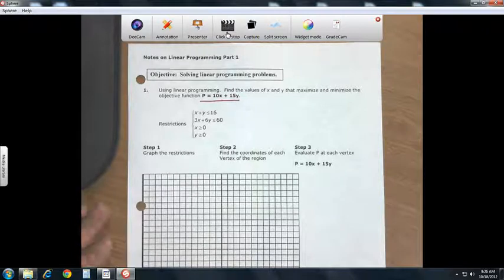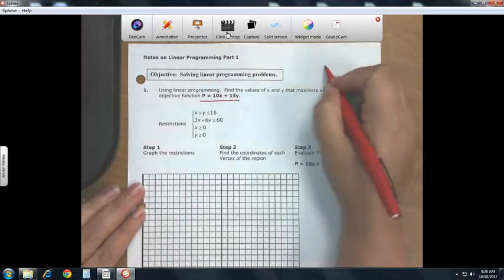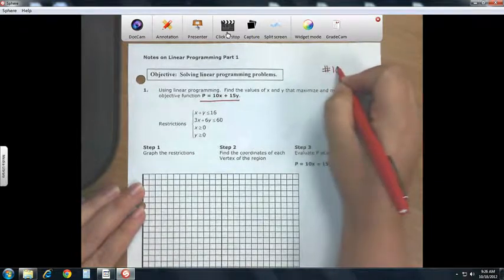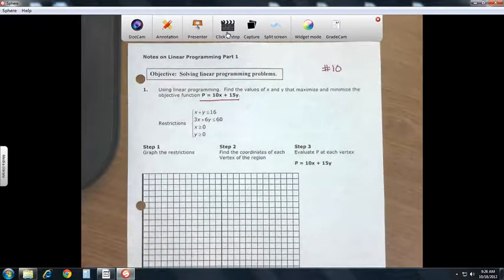Okay, today we're going to learn about linear programming. This is notes day number 10. And we're actually combining 2 days of notes, 10 and 11, because of PSAT day, we got to double up a little bit.